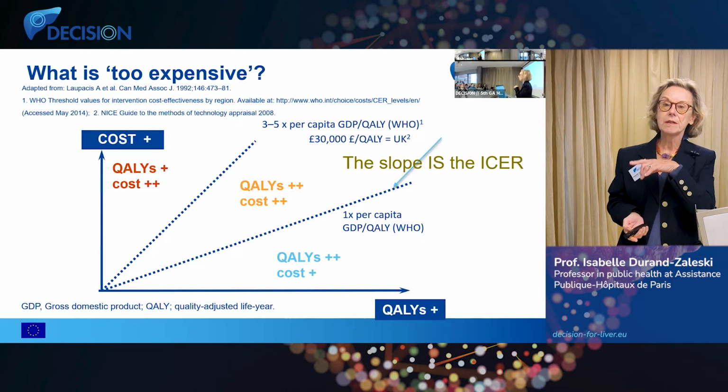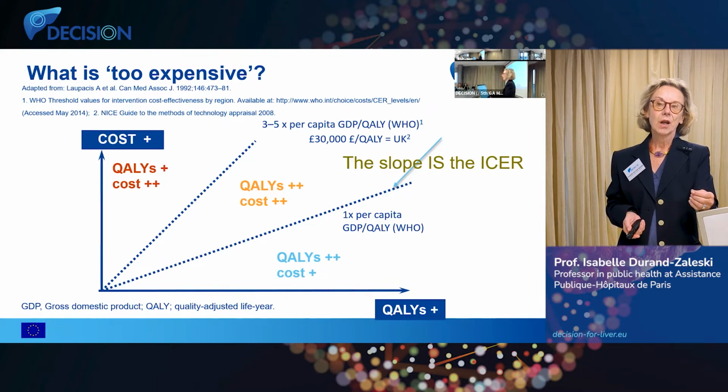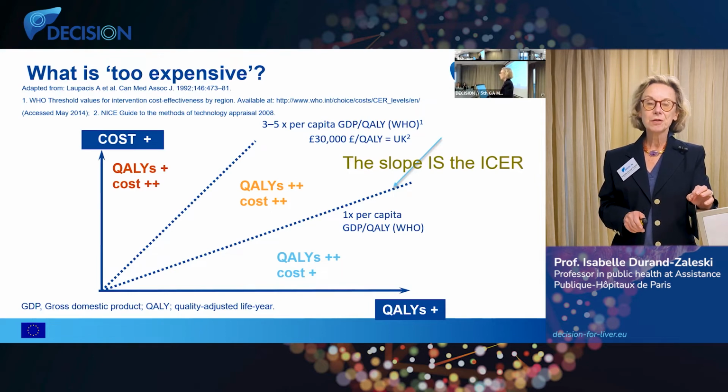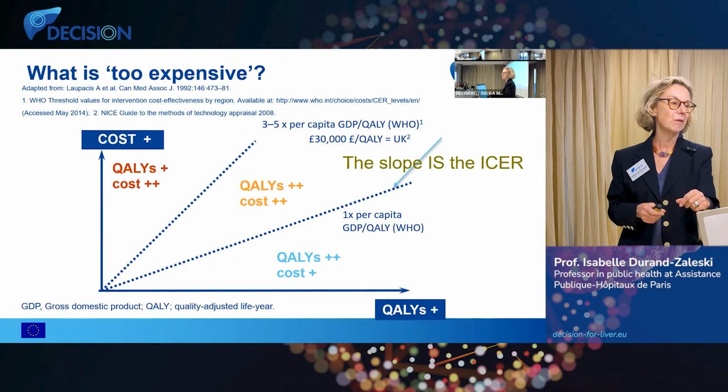My role is absolutely not to say it's too expensive or it's not too expensive. People in academia should not do that because we're not elected. We have absolutely no legitimacy. We just say the incremental cost effectiveness ratio is 250,000 euro per QALY, and that's it. And what you do with it is completely political.